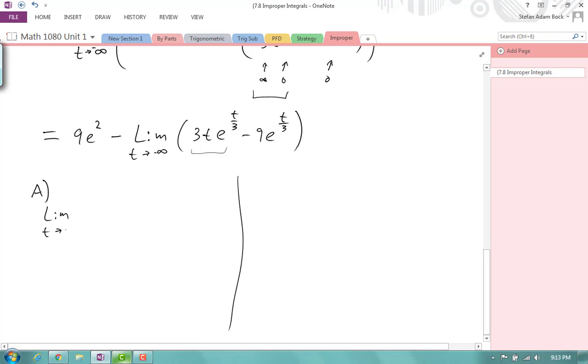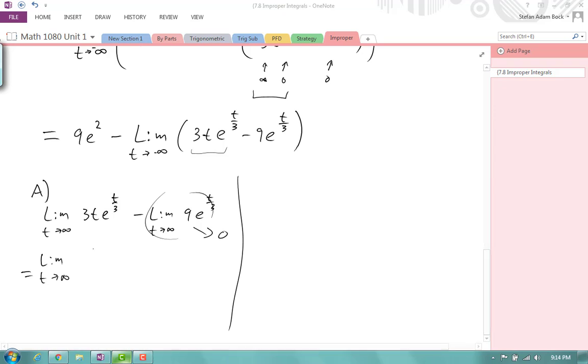Limit as t goes to infinity of 3t e to the t over 3 minus limit as t goes to infinity of 9e to the t over 3. So that one will go to 0. Versus over here, I have the limit as t goes to infinity of 3t e to the t over 3. I've done a lot of L'Hopital problems. I'm going to have to do 3t divided by 1 over e to the t over 3.